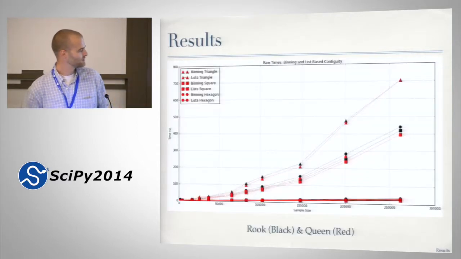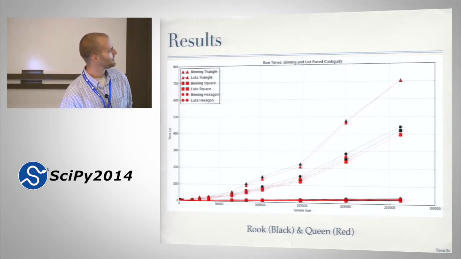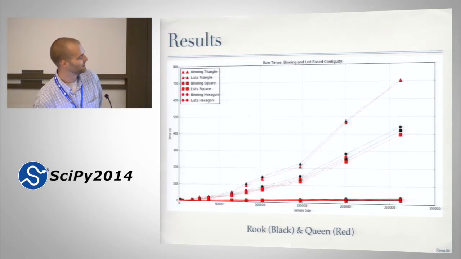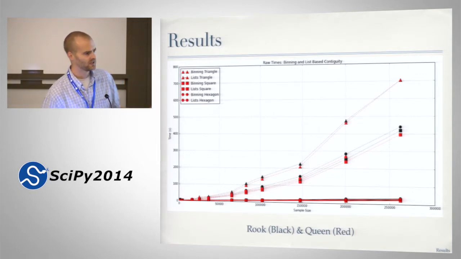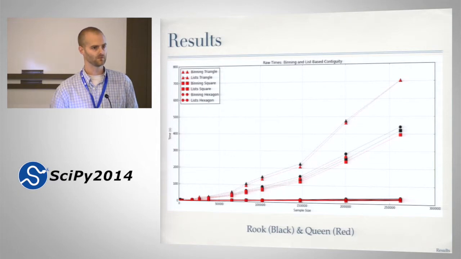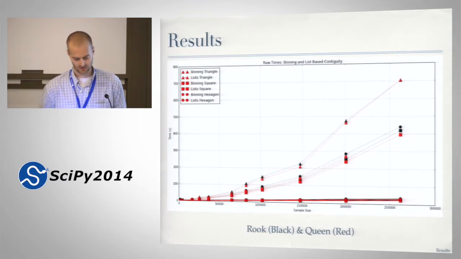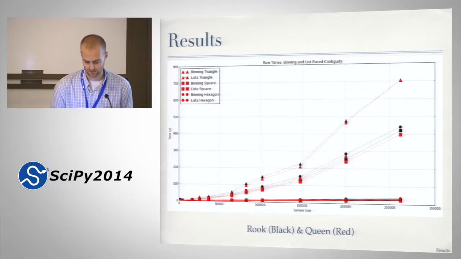So rook is in black, queen is in red. We can see that with these artificial data sets, we're significantly outperforming the binning approach. So we're scaling what looks like to be linear at this point, and obviously the binning is not. This is queen case. It gets even more significant in the rook case. Completely with the caveat that we need to make sure we're fitting into memory. And so that's why we're using steppers in our implementation.